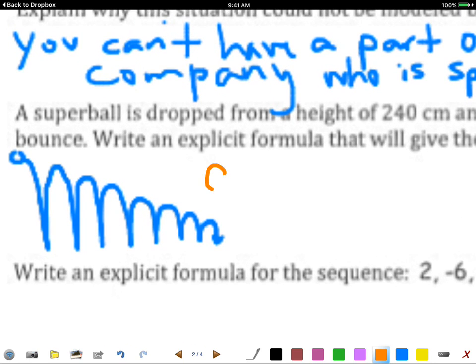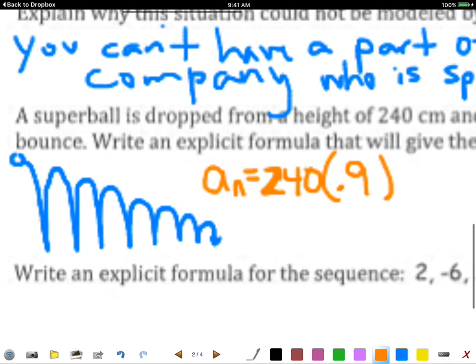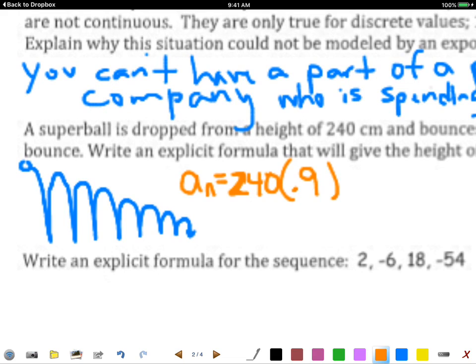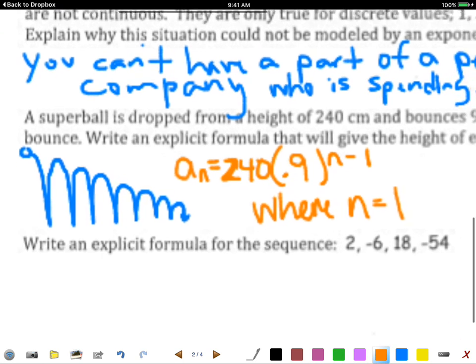Write an explicit formula that will give the height of each bounce. Okay, so A sub n equals, what's the initial height? 240. Okay, times 0.90 or 0.9. If we take 90% of 240, that'll tell us the height of the next bounce, right? Okay, to the power of n minus 1, where n equals 1. There we go. You guys are getting the hang of it. Good. All right, number 10.